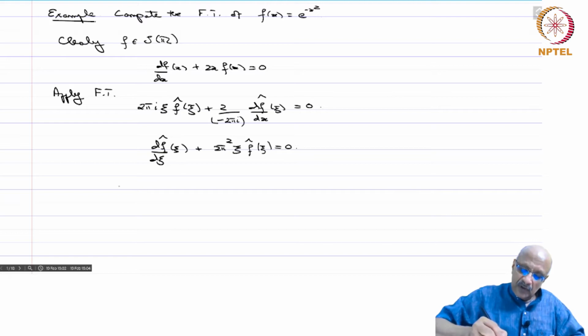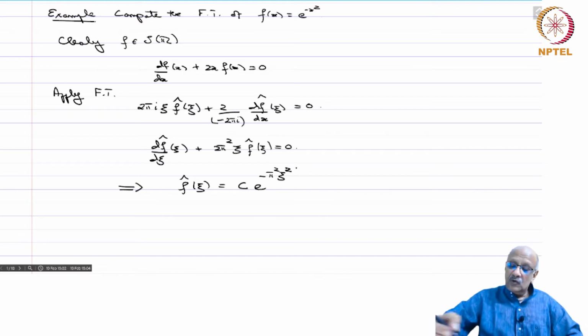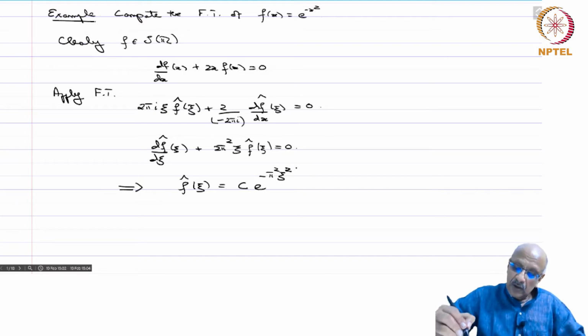So from this we can easily evaluate. We know how to solve this linear differential equation. Multiply by integrating factor. So f hat of xi will be some c times e power minus pi square xi square. That is the solution of this differential equation. So now we take c equal to f hat of 0. But f hat of 0 is what? C is equal to f hat 0.